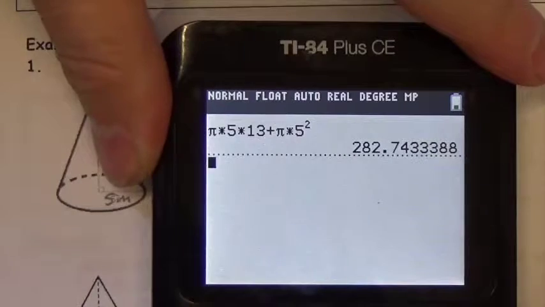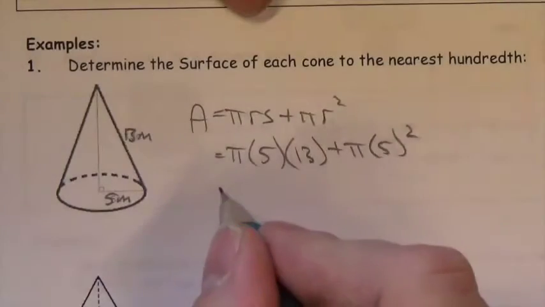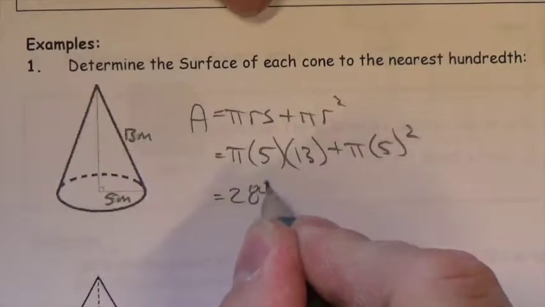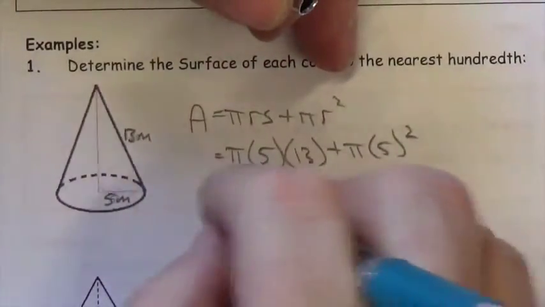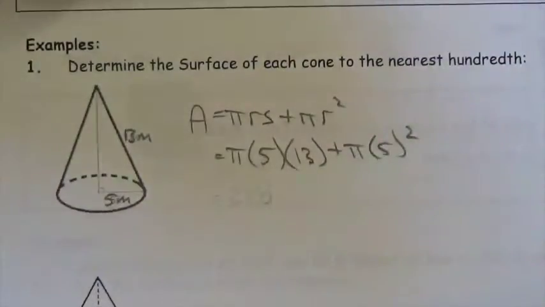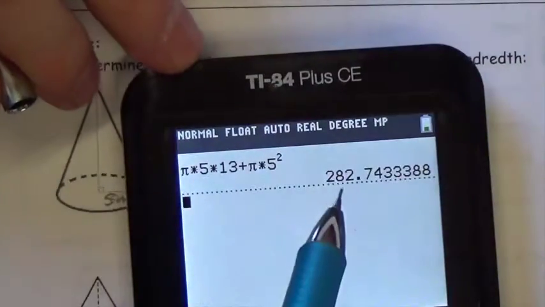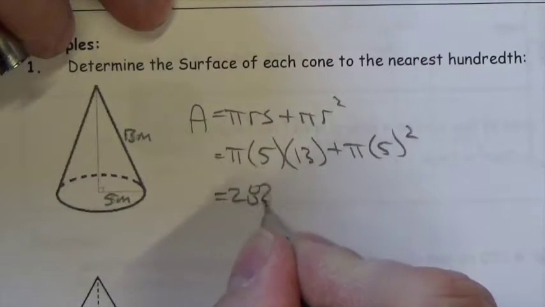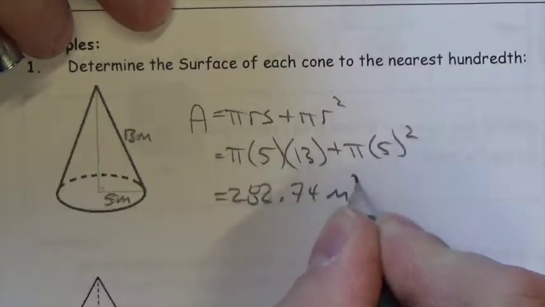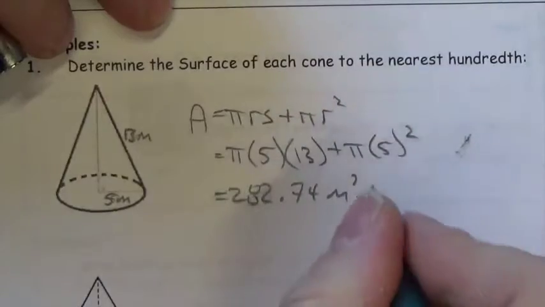We'll do this to the nearest tenth here. We get 282.7. Oh, sorry, I got distracted. I looked there, and it says to the nearest hundredth, so I was going to do that wrong. It's going to be 282.74. So this will be 282.74 meters squared, to the nearest hundredth.